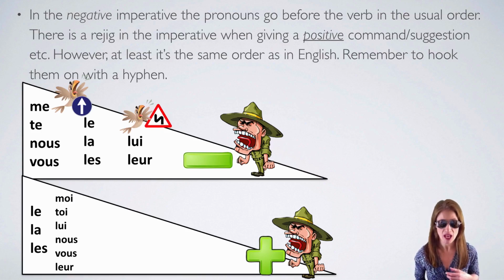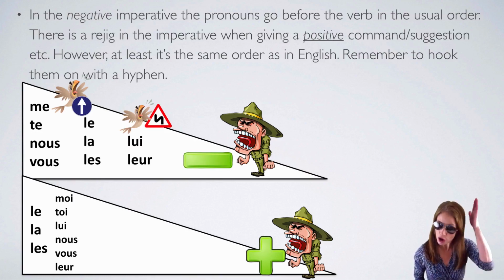So you have a triangle. And the first column of the triangle is any pronoun that does not begin with the letter L. So we have in the first column that will come first, me, te, nous, and vous. And it's a triangle, so it's going down in number. Now we have three, and these are the normal direct object pronouns, le, la, les. And then we finish off on a two, which are the weirder ones, the indirect object pronouns, lui and leur. So that is the normal order when you're giving normal sentences and the order for negative commands. However, when we get to the positive commands, there is a shift. The le, la, les now comes first and everything else comes after.